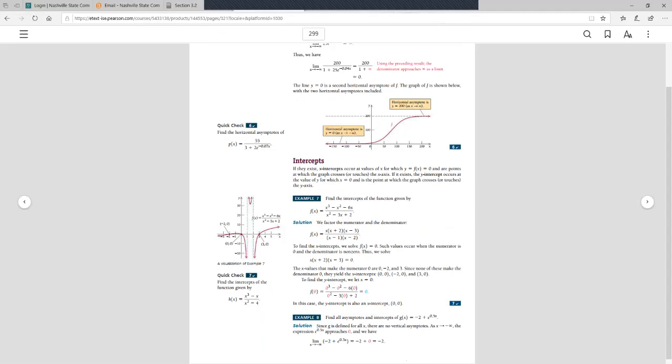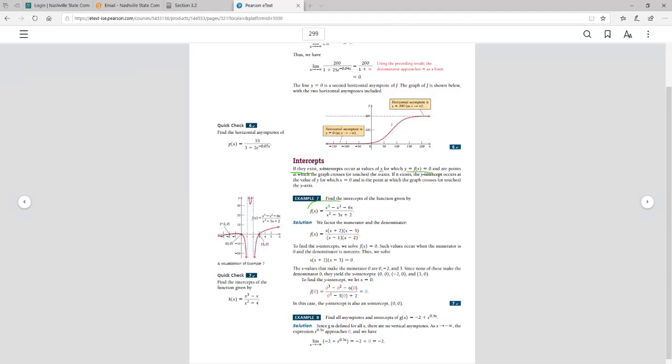Intercepts. If they exist, so x-intercepts are not guaranteed to exist, but if they exist, they occur at the values of x that make y, or the function, 0. And usually we have to factor in order to hunt those things out.